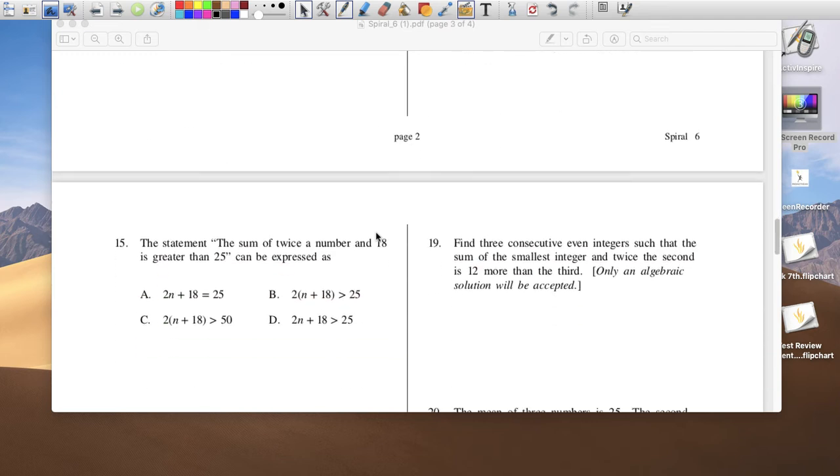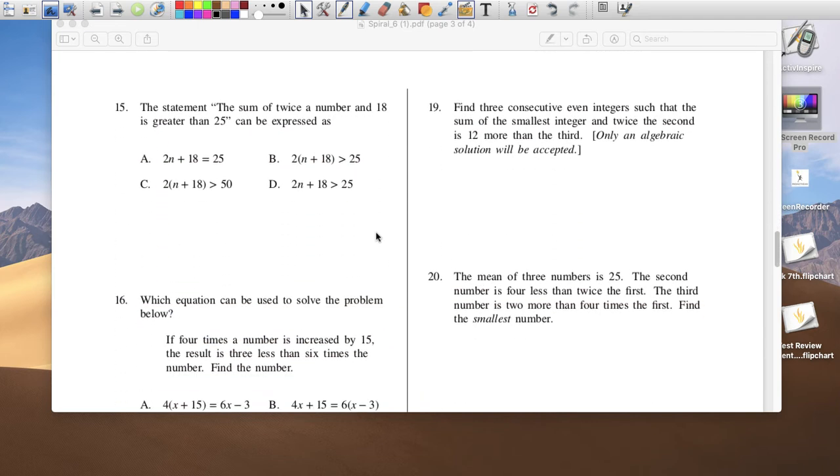The statement, the sum of twice a number and 18, is greater than 25. So I'm just not going to look at the multiple choice. Twice a number plus 18 is greater than 25. So does anything look like this? This one is gone, it has to be greater. Twice a number plus 18 is greater than 25. So the only one that looks like that is this.